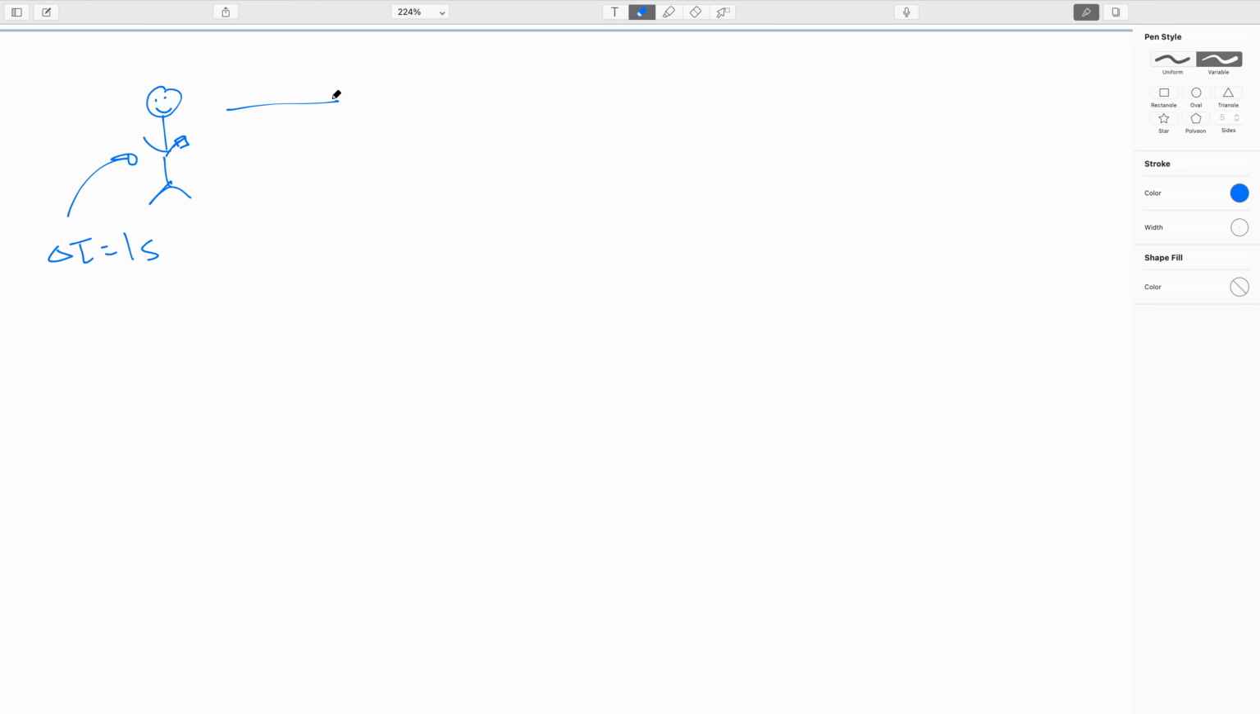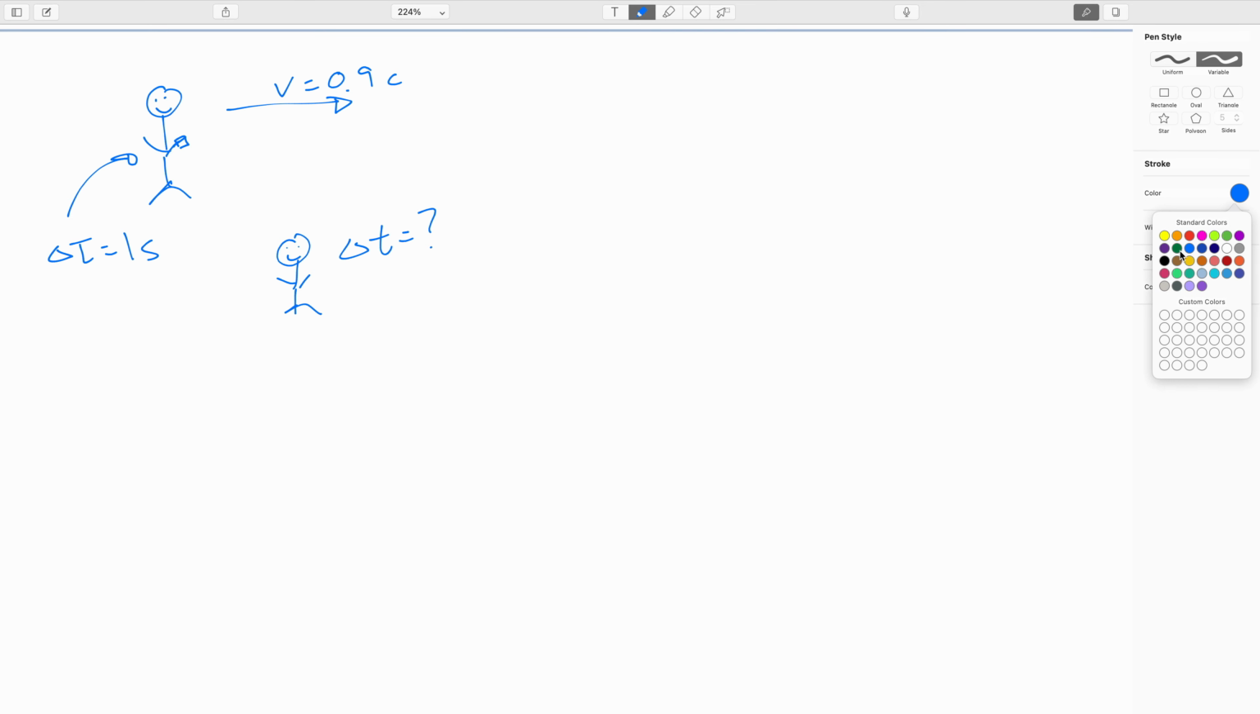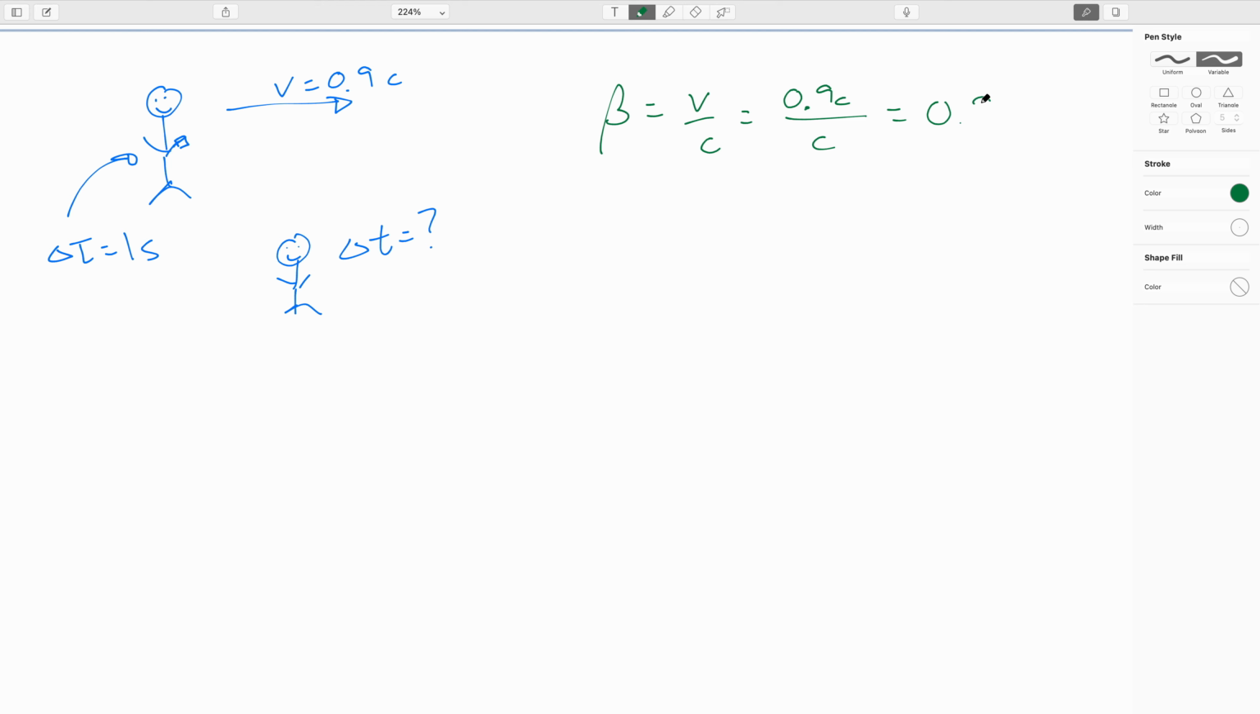Now you're going to say that you see them as moving at 0.9 c. So what you want to know, here you are watching them, is what time will you measure between the ticks of the clock? So the usual rule of thumb here is as soon as you see relativity happen, calculate beta. Okay, step 1. Beta is v over c. v here is 0.9 c over c, so beta is just plain 0.9.